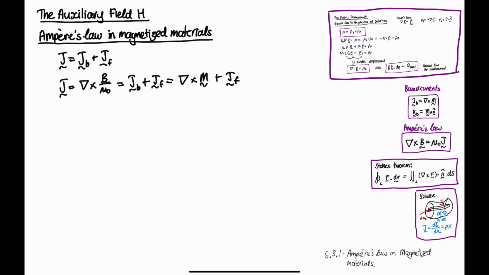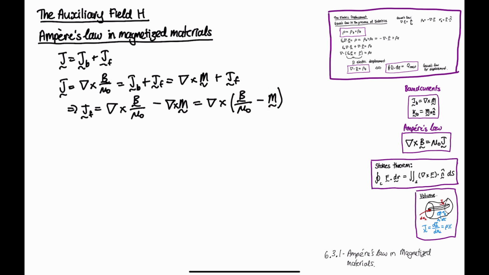So this means that we can write down an equation for the free current. We are going to be using this part of the equation along with this part of the equation. So this tells us that the free current is equal to the curl of the magnetic field over mu naught minus the curl of the magnetization. And so we can pull the curl out the front, and we've got the curl of B over mu naught minus the magnetization.